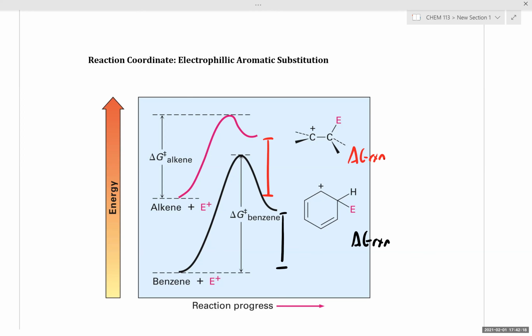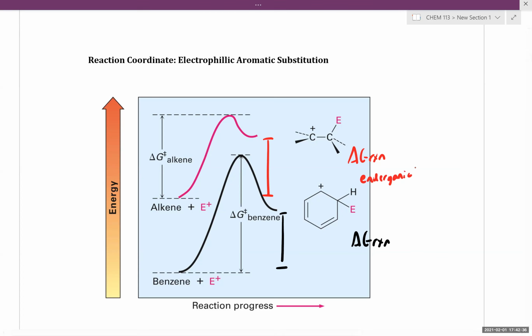Is that intermediate that we're generating higher or lower in energy than our starting material? Higher. It's higher in energy. So what would we call that if we have a net increase? Endergonic. Yep. So this would be an endergonic step. So in both cases, this first step is endergonic.